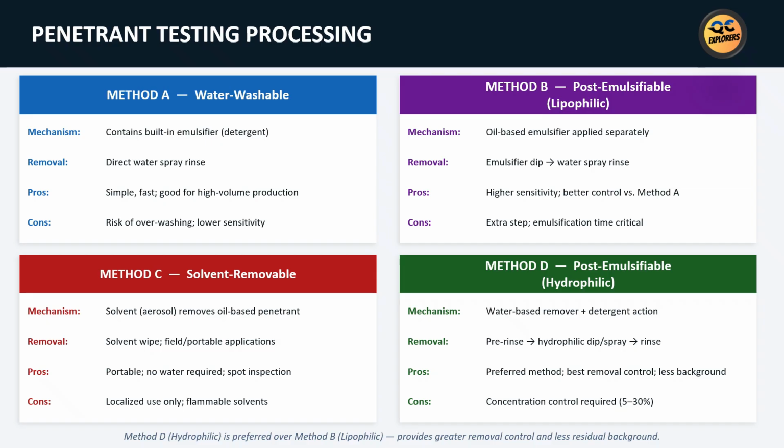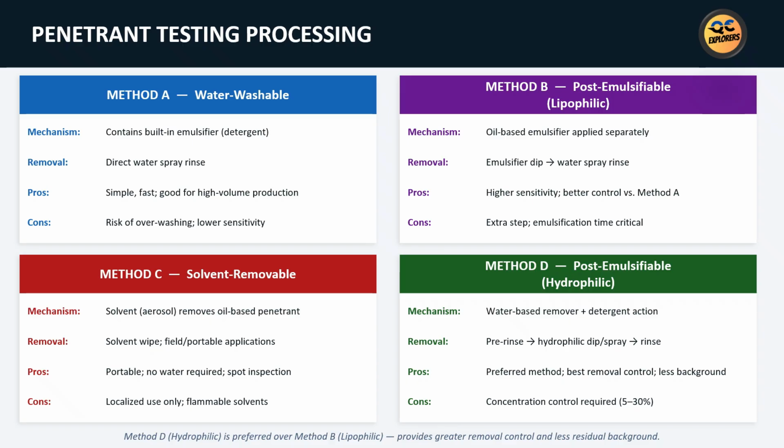Now let's discuss the different PT processing methods. This is another very important certification exam topic. There are 4 major PT methods. Method A, water washable penetrant. This method contains a built-in emulsifier. That means excess penetrant can be removed directly using water spray. Now, the advantage here is speed and simplicity. That is why Method A is commonly used in high-volume production.